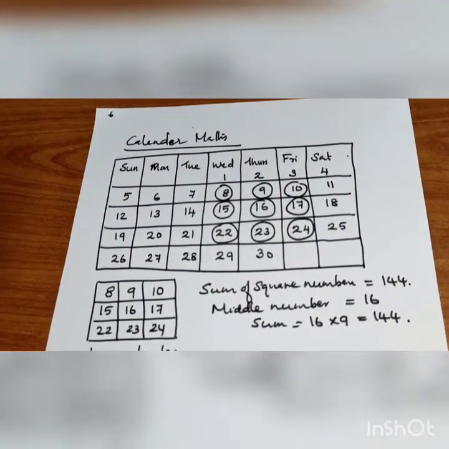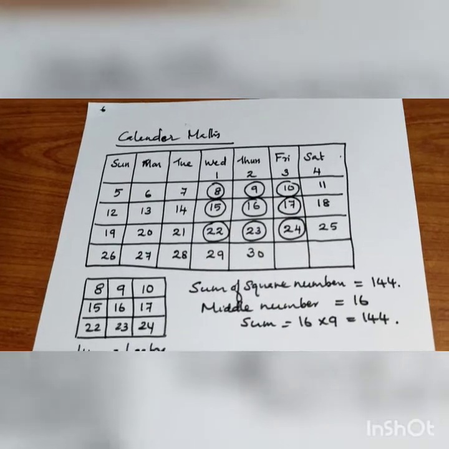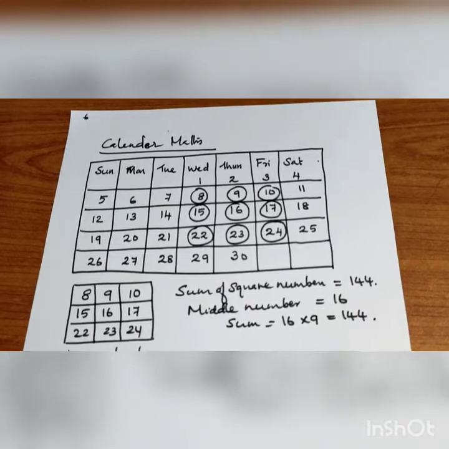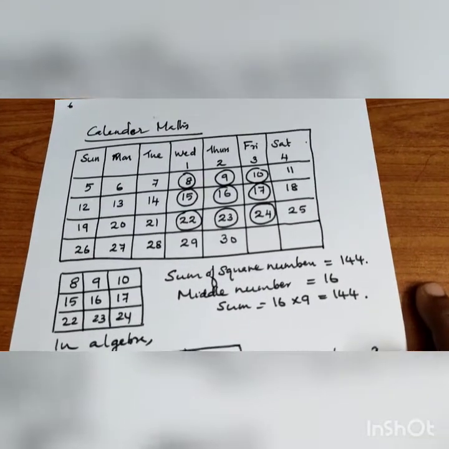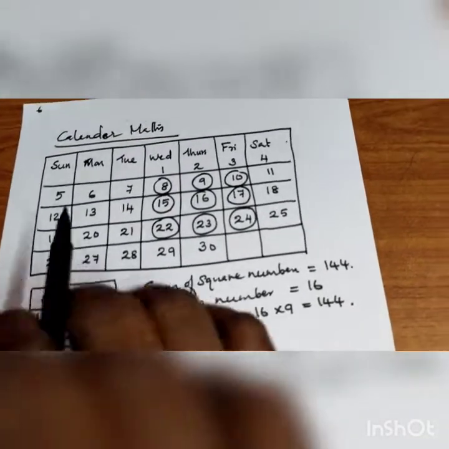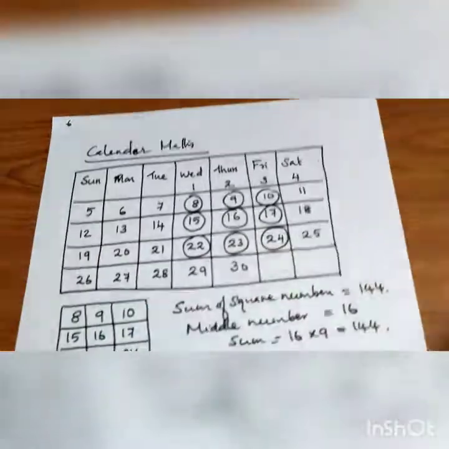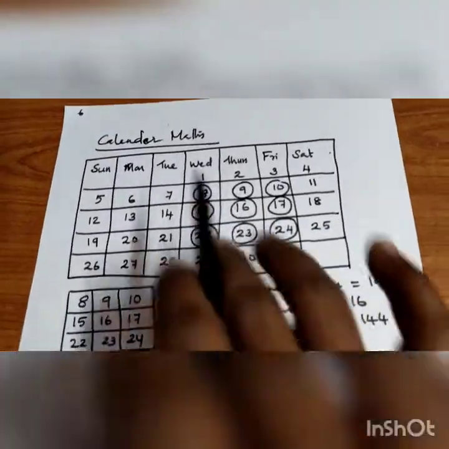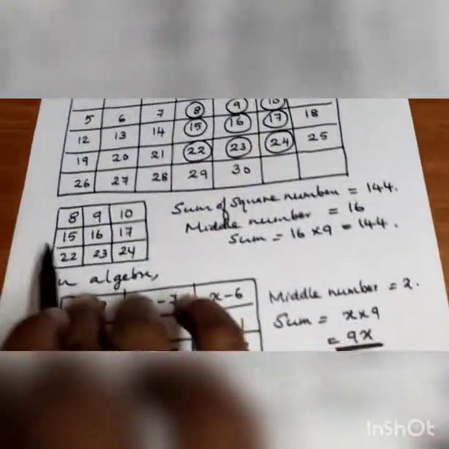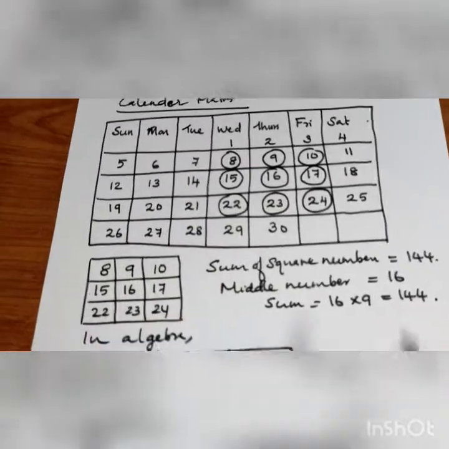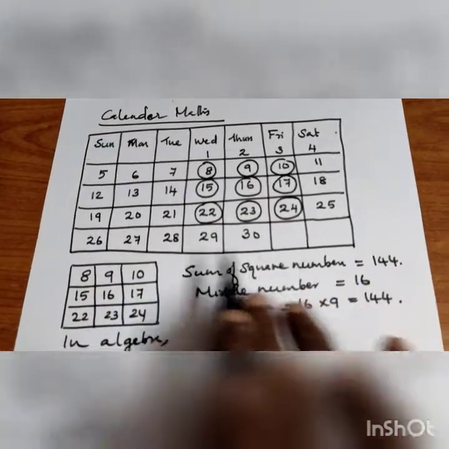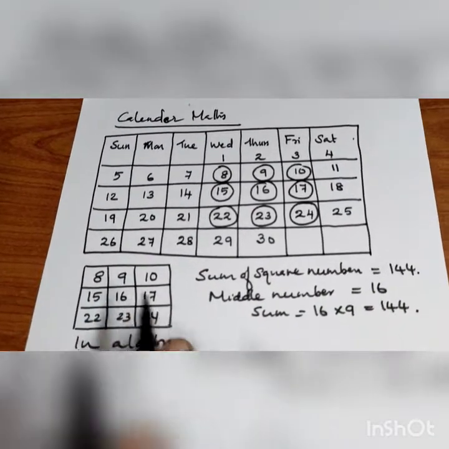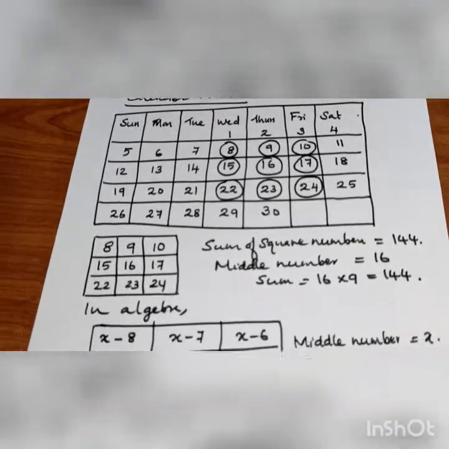Then calendar math. You studied this in the 4th standard in detail. Calendar math is a very important chapter in the 4th standard. Here this is a calendar of a month. Here some 9 numbers form a square. You put it in a round. Then those numbers are written separately. Then the sum of the square numbers is 144. Here the middle number is 16. There are 9 numbers. Therefore the sum is 16 into 9, 144.